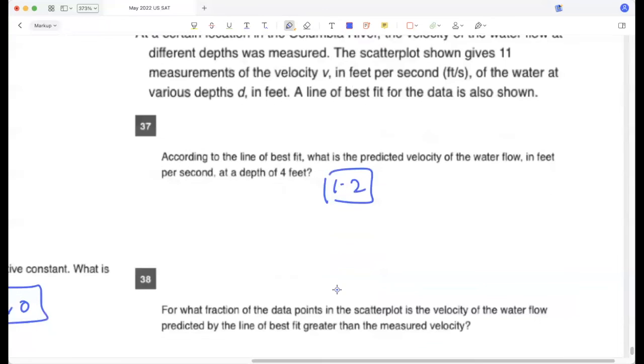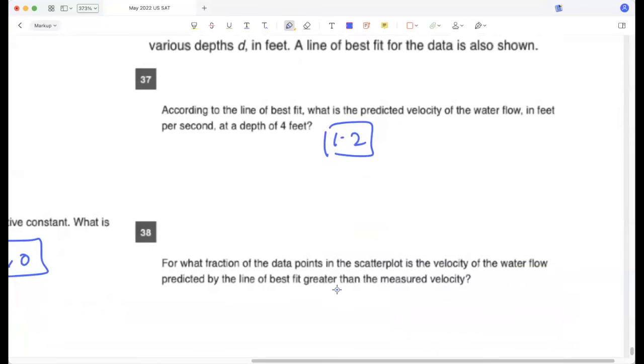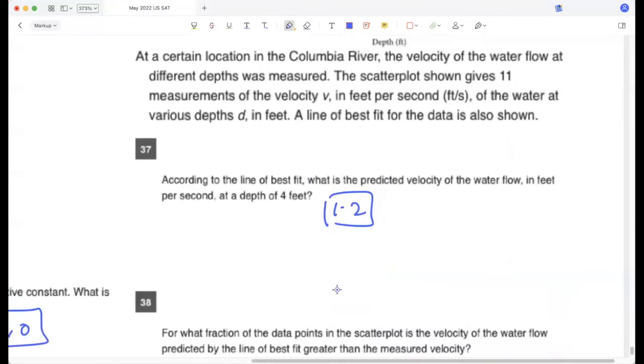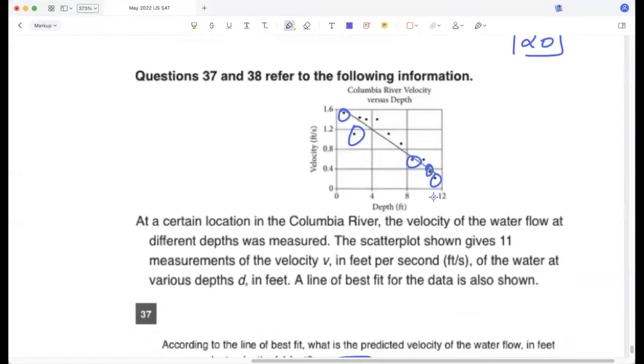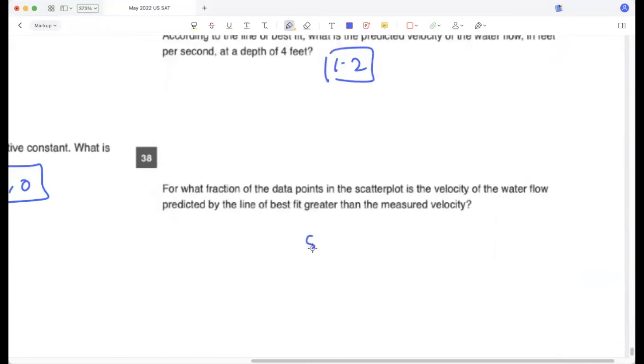And for what fraction of the data points is the velocity of the water flow predicted by the line of best fit greater than the measured velocity? Okay, greater. So that will be points below the line. So that's 5 points out of 11. So 5 by 11.